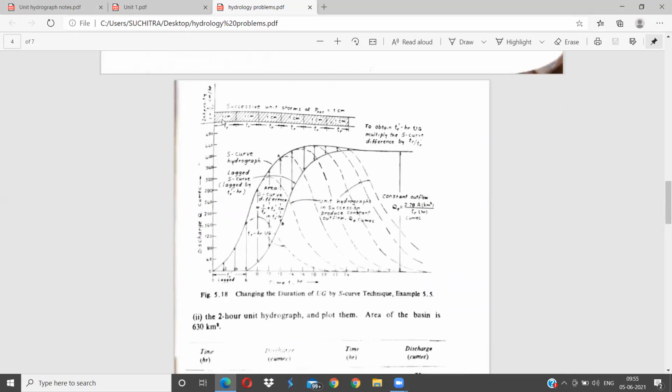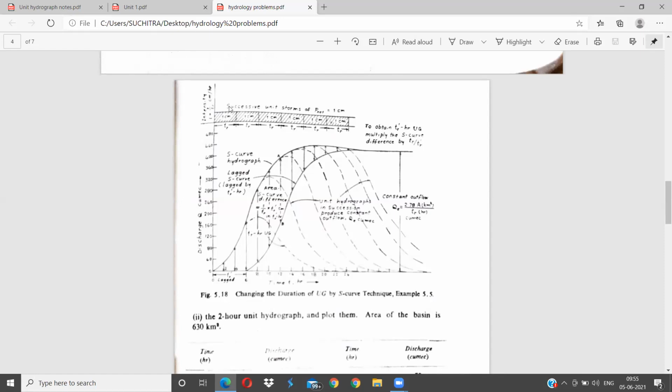Here, you have successions of unit storms, continuous unit storms, that is 1, 2, 3, 4, 5, 6, which produces a volume of runoff equal to 1 centimeter. So now, when you plot the graph of this hydrograph, which has resulted from the succession of unit storms, which produces a volume of runoff equal to 1 centimeter, you have to shift this curve.